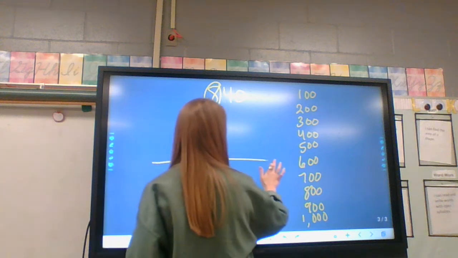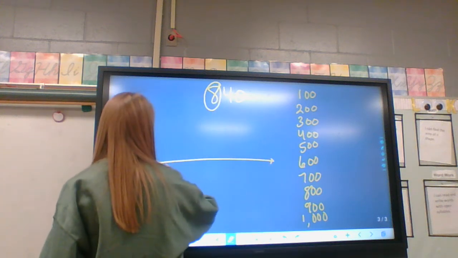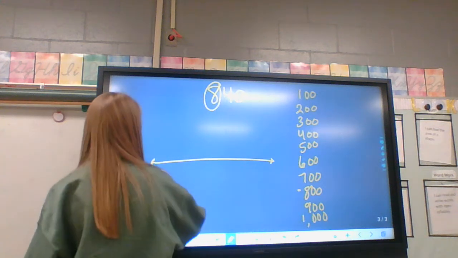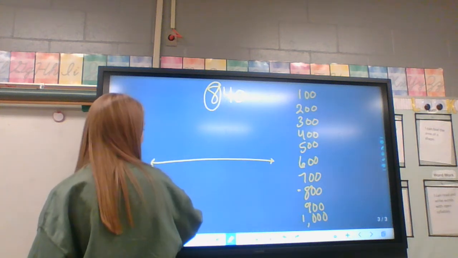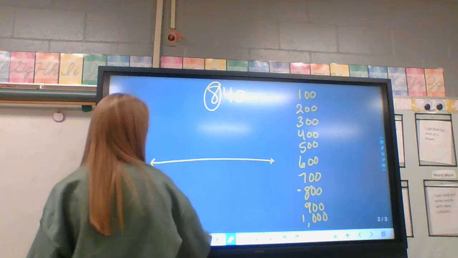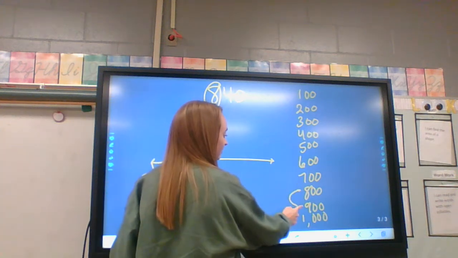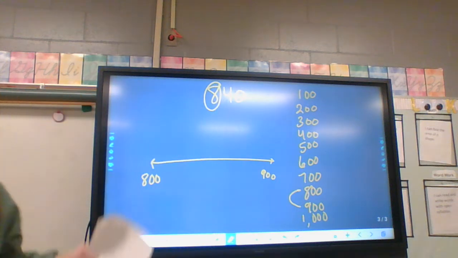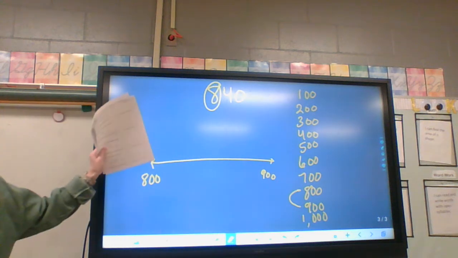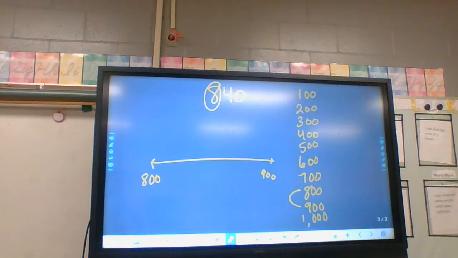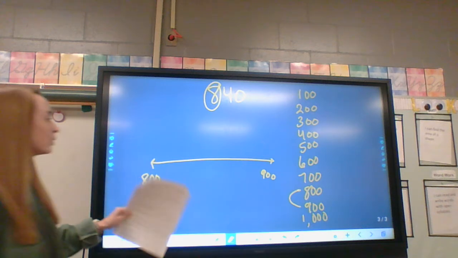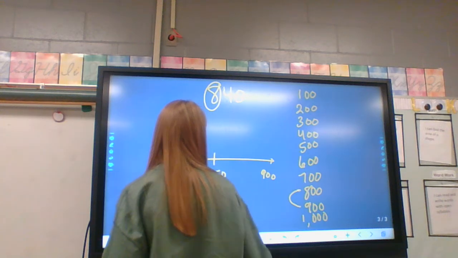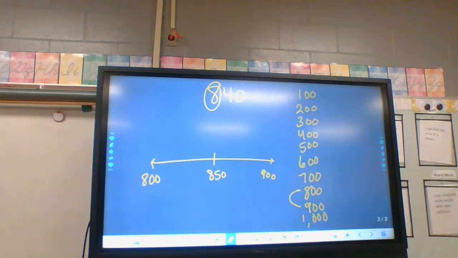Okay, so I have an 8 in my hundreds place. So I know that 800 equals 800, okay? So I know that 840 is going to come between 800 and, what's my next 100? 900, okay? So I've got my number line labeled, so let's find our middle point. So my middle point is going to be 850. Okay, so I've got my middle point labeled.